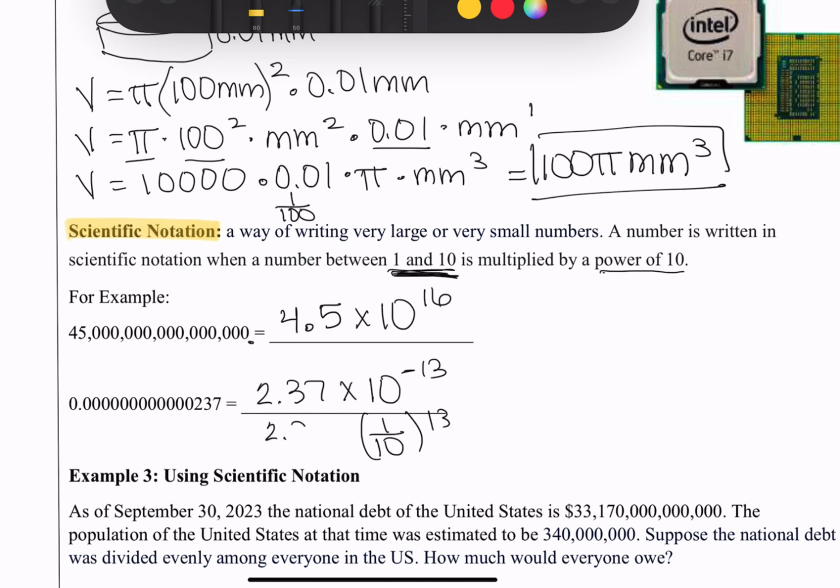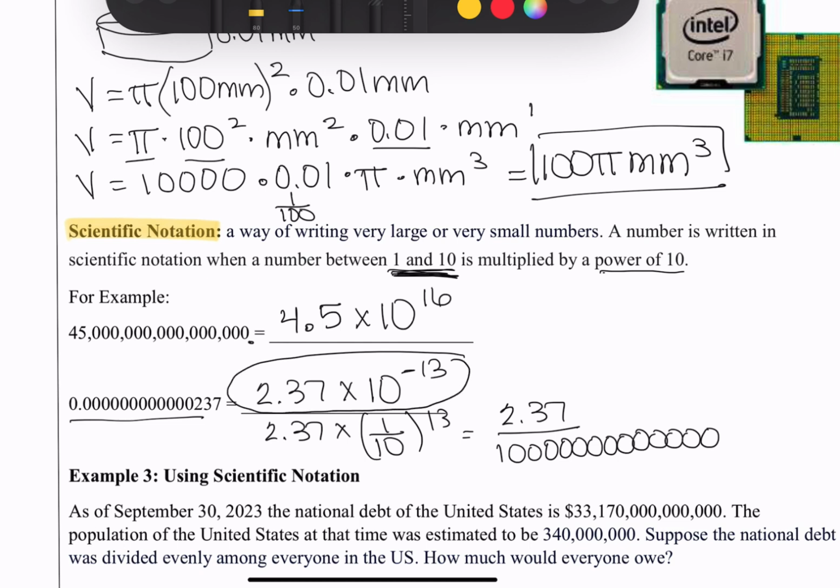So this is really 2.37 times 1 over 10 to the 13th power, which really is 2.37 divided by 10 to the 13th, or 1 followed by 13 zeros. 1, 2, 3, 4, 5, 6, 7, 8, 9, 10, 11. And wouldn't you agree that if I took 2.37 and divided it by something with 13 zeros, I would then need to move my decimal backwards 13 times to get back to this original number. So written in scientific notation, really simple. This is your final answer, and the other parts are just me showing you why that's your final answer.